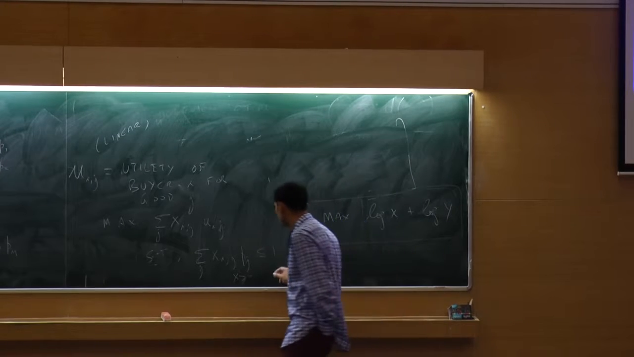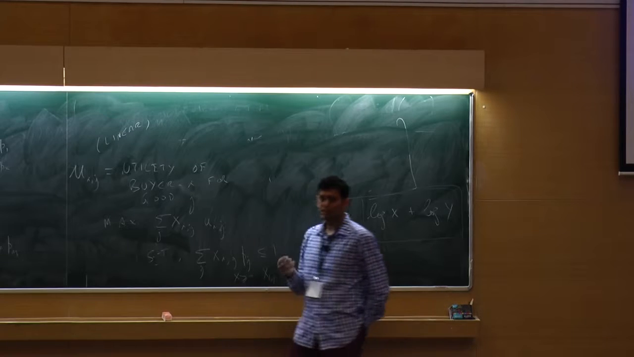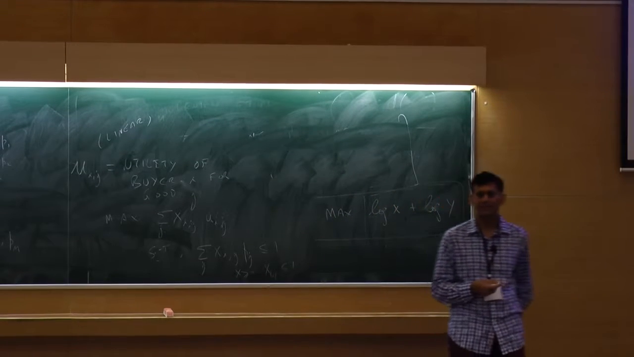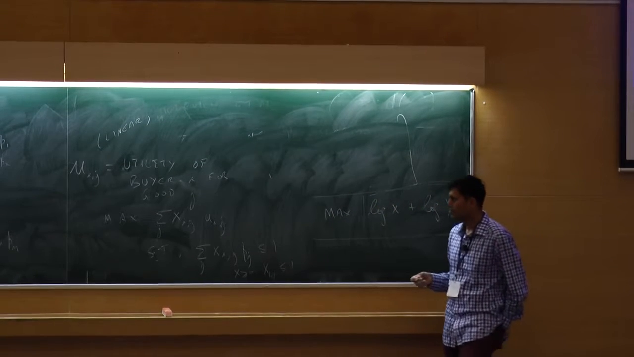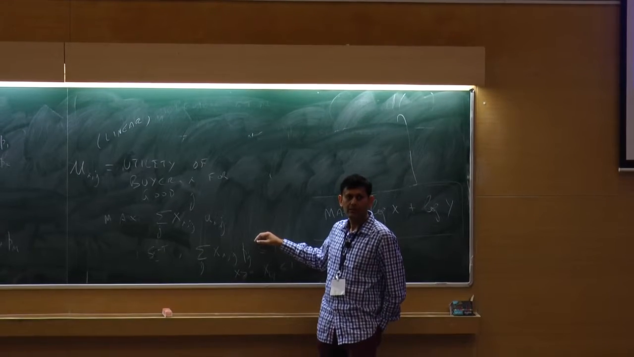Oh, sorry, you also have to have xij less than or equal to 1. Any individual cannot buy more of a good than actually exists. So this is what the user is going to do in response to these prices.